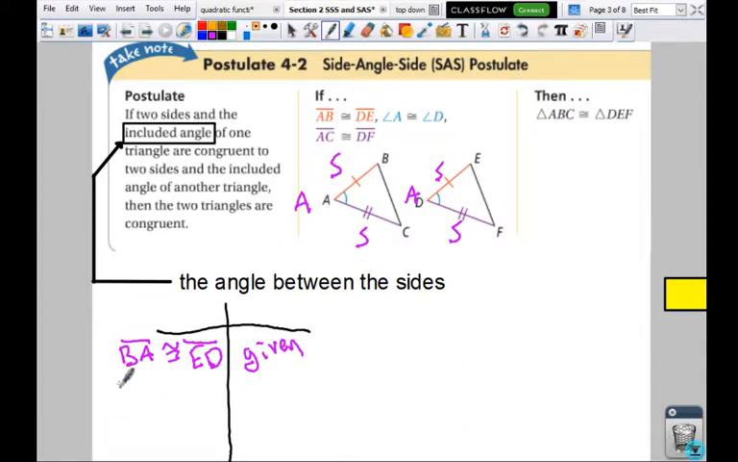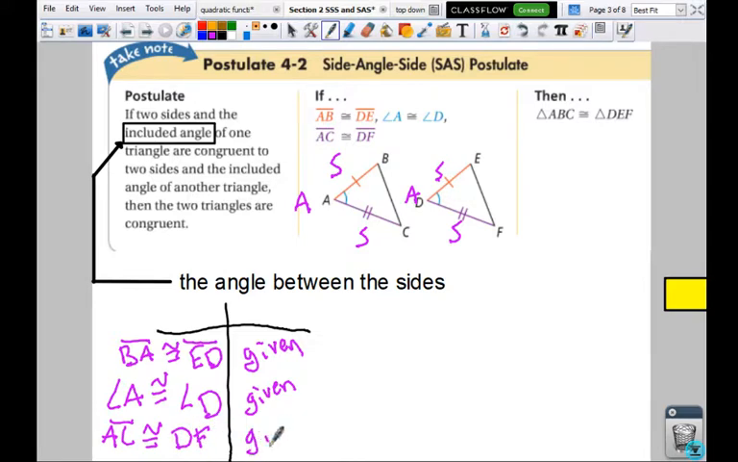Angle A is congruent to angle B. And again, I got some boring reasons. Just given. And then I'm still going around here. I did my side, my angle, my last side. AC is congruent to DF for another boring reason, given.